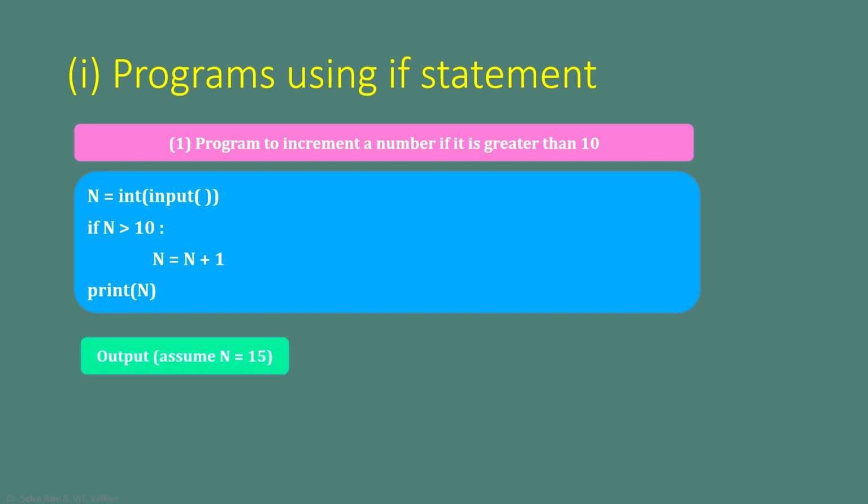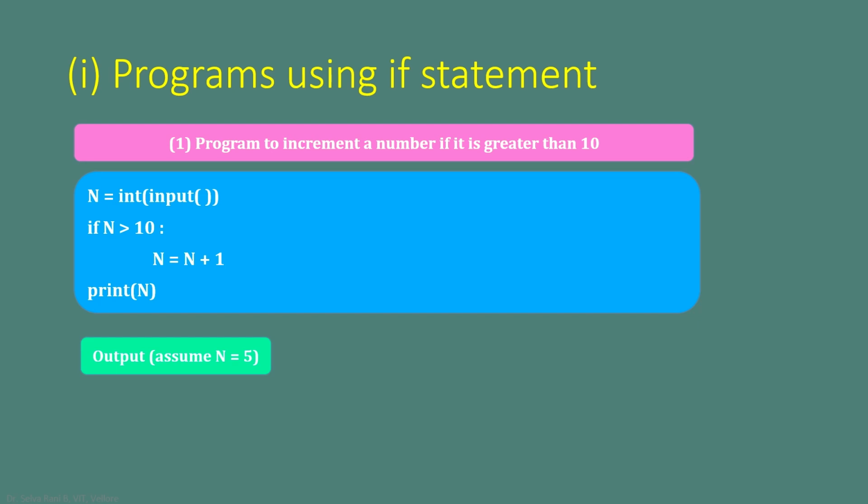Let us assume that we are giving an input value n equal to 15. What will happen? The value 15 is going to be checked with 10. 15 greater than 10, the condition is true. And the control is now going to get inside the if construct. So the value of n will be incremented by 1. 15 plus 1, 16. The new value of n is 16. After incrementing the value of n, the interpreter will come to the next statement which follows the if construct, print n. Now we are going to have the output 16 on our screen.